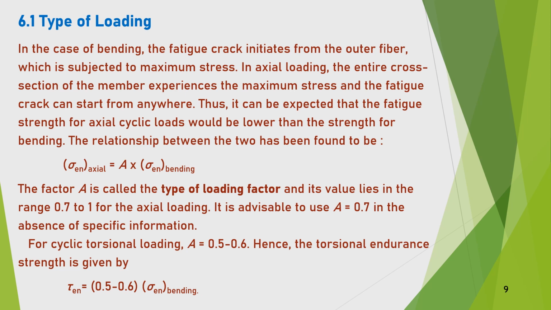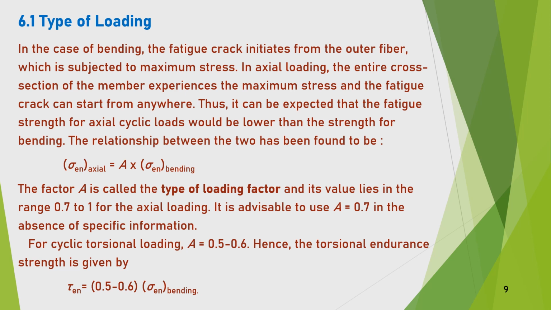First, we consider how the type of loading effect is taken into account. In the case of bending, the fatigue crack initiates from the outer fiber where the stress is maximum. In case of axial loading, the entire cross section of the member experiences the maximum stress and the fatigue crack can start from anywhere. Thus, it can be expected that the fatigue strength for axial cyclic loads would be lower than the strength for bending.